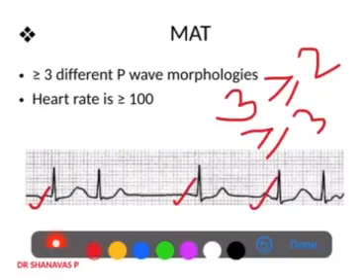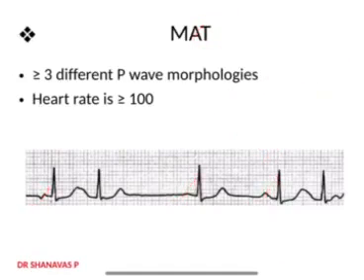So the next term is tachycardia. What is tachycardia? If the heart rate is more than 100, we call it tachycardia. So the name itself suggests what multifocal atrial tachycardia is: a P wave arising from at least 3 different foci, or a P wave with 3 different morphologies, with tachycardia, that is a heart rate of more than 100. So that is multifocal atrial tachycardia.